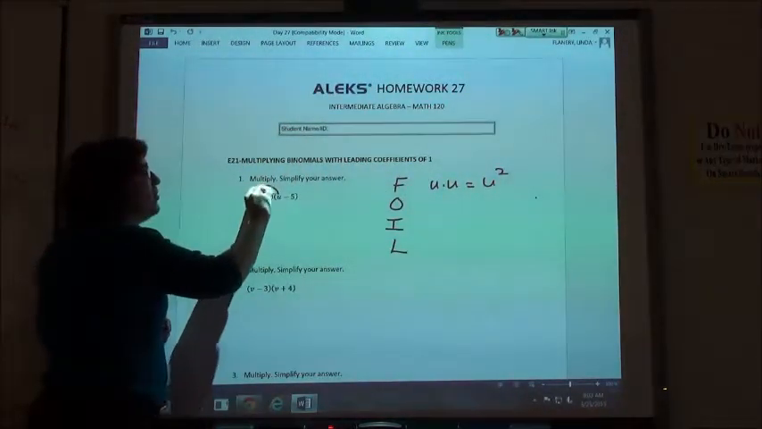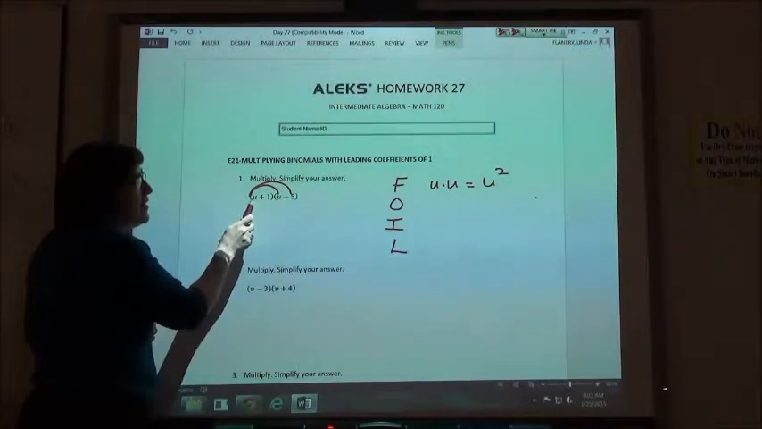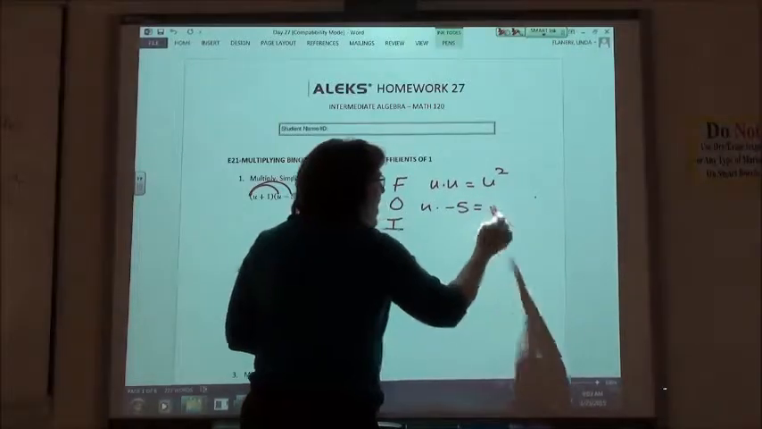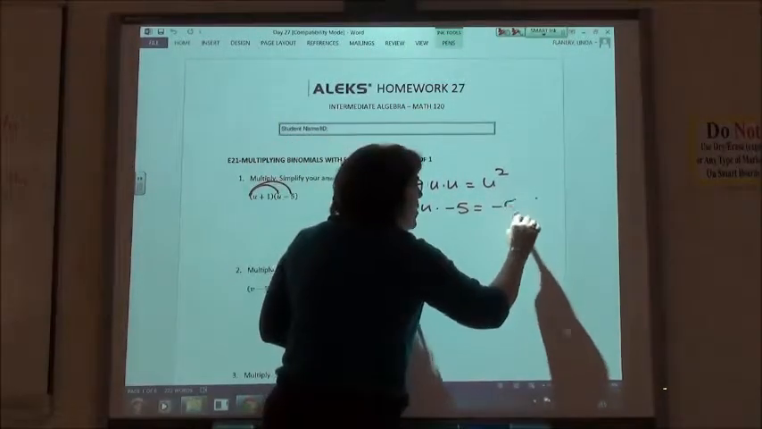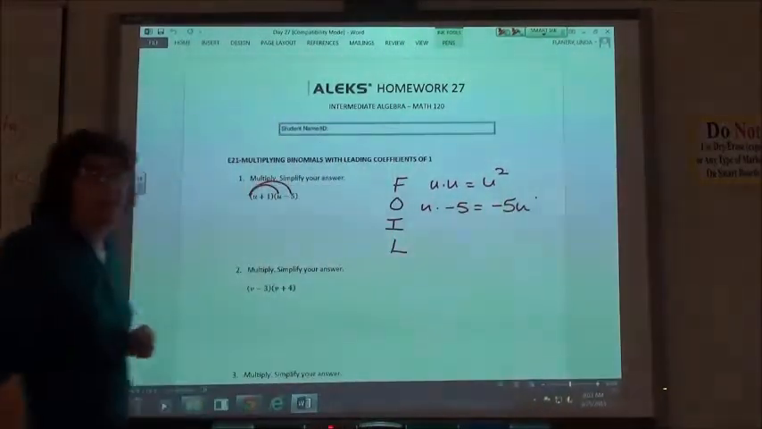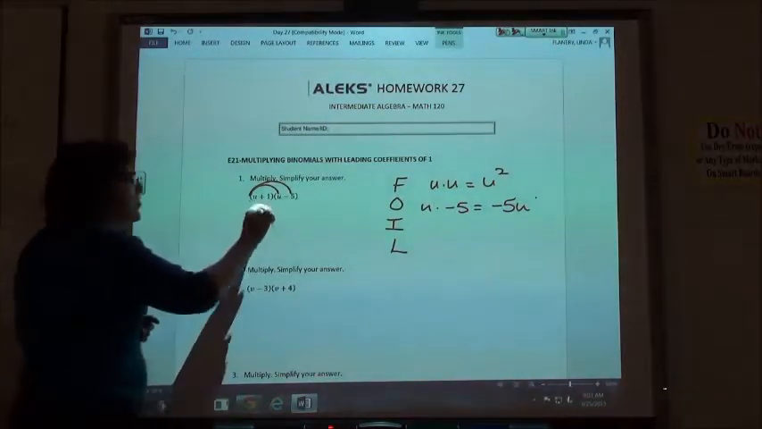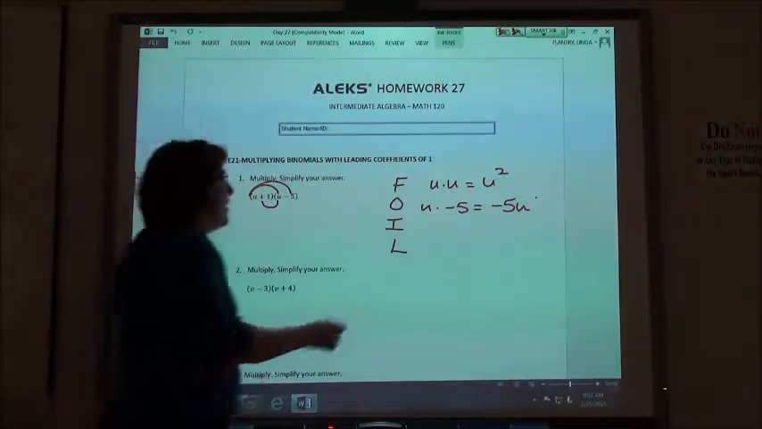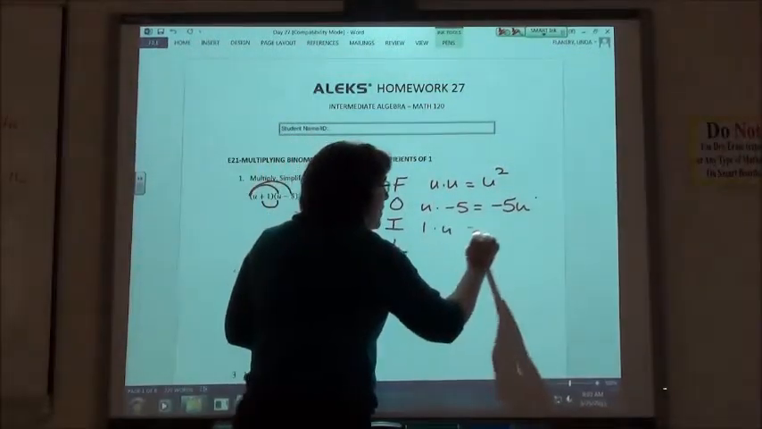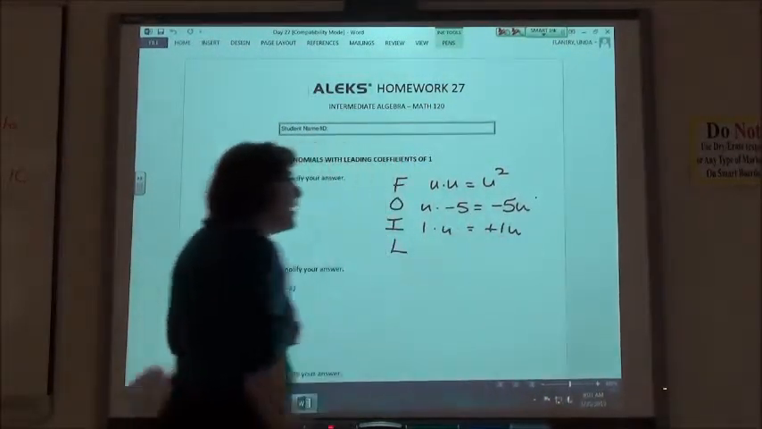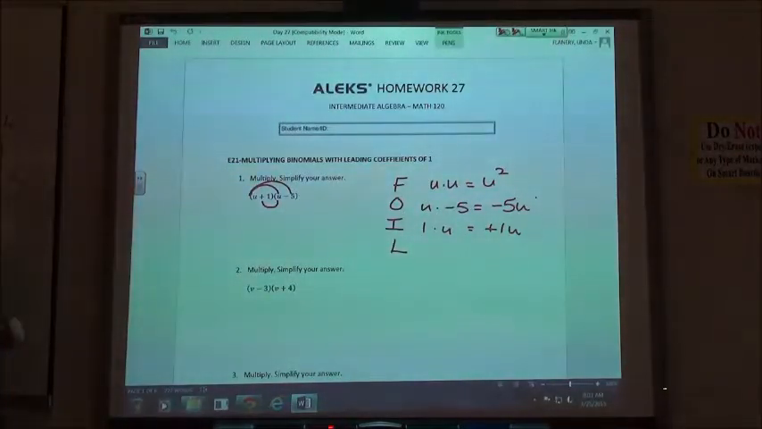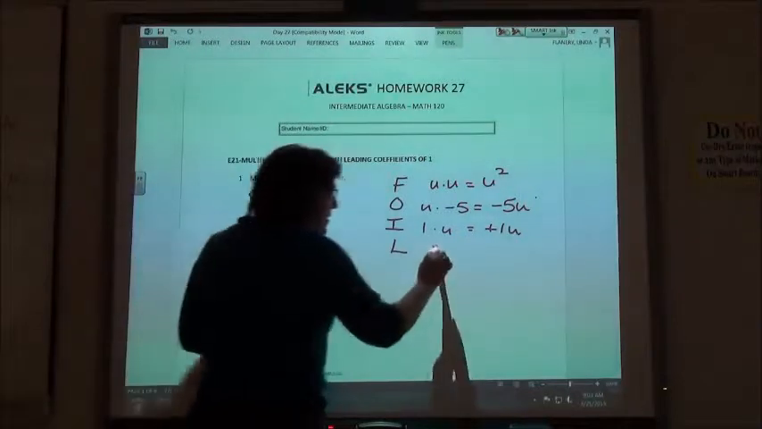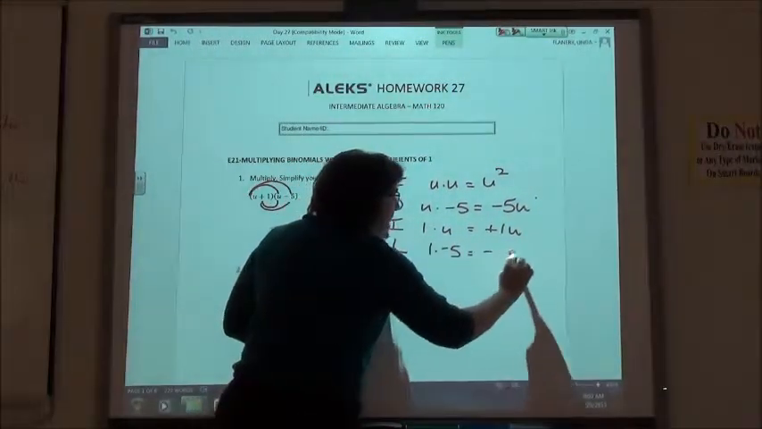Then I'm going to do the outside pair. So I'm going to take the u times the minus 5. If I take u times minus 5 in algebra, we just put the number right in front of our variable, so we just have negative 5u. Then we do the inside pair. 1 times u is just u. I would probably put it as plus 1u while I'm working, just to remind myself that that's really a 1. And then I'm going to do the last pair. 1 times negative 5 is negative 5.